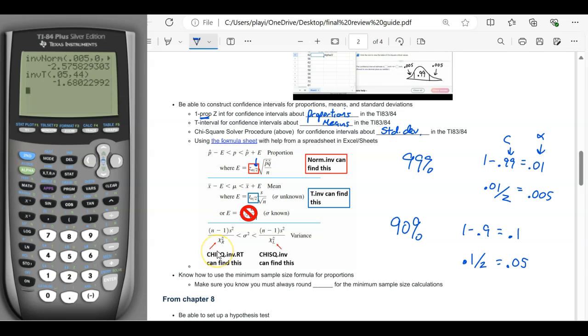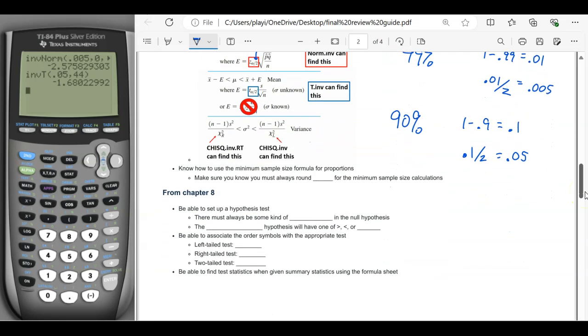All right, and then you can, again, watch the videos up there that I posted about finding those critical values for chi-square. There are some of those in the, I believe it was 7.3 videos, that you can find those.